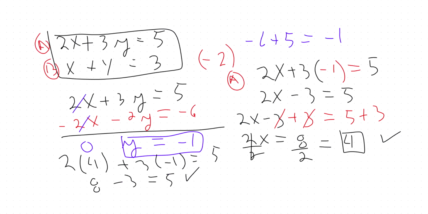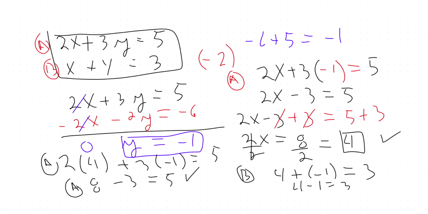Let's check equation B. So we have our x, which is 4, plus minus 1, and that has to be equal to 3. So it's 4 minus 1, and that's equal to 3. So it checks out, and our solutions are correct. Now we have that x is equal to 4 and y is equal to minus 1.